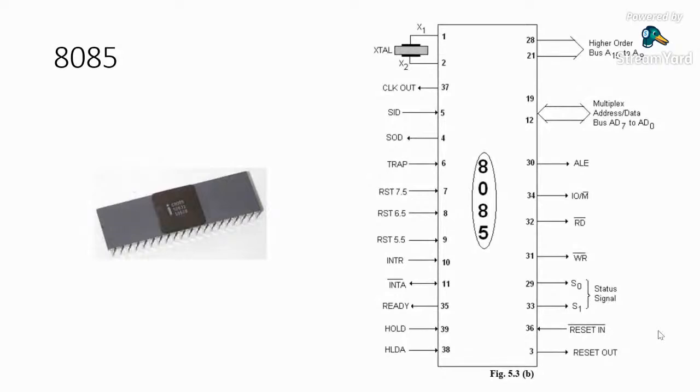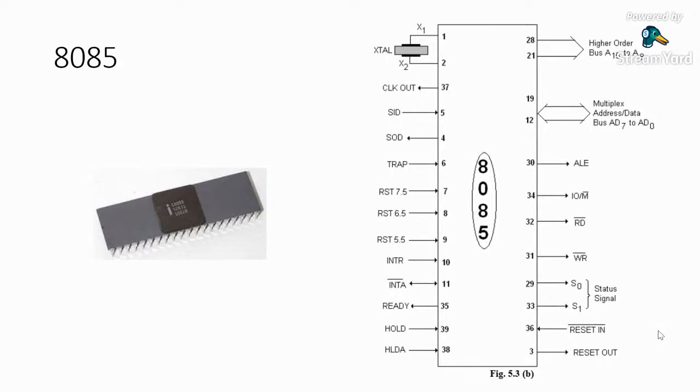Okay, and pin 36 is related with the reset. Reset in, and then pin 3 is the out signal of the reset. Whenever the reset trigger pulse is ordered, pin number 3 will give the status, so the external device is able to notice what happened inside the 8085.